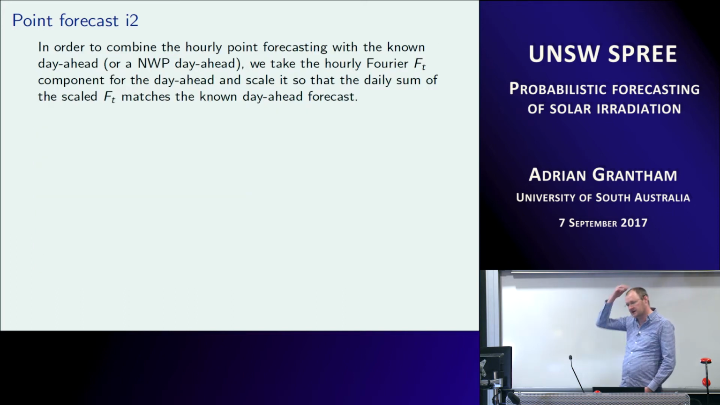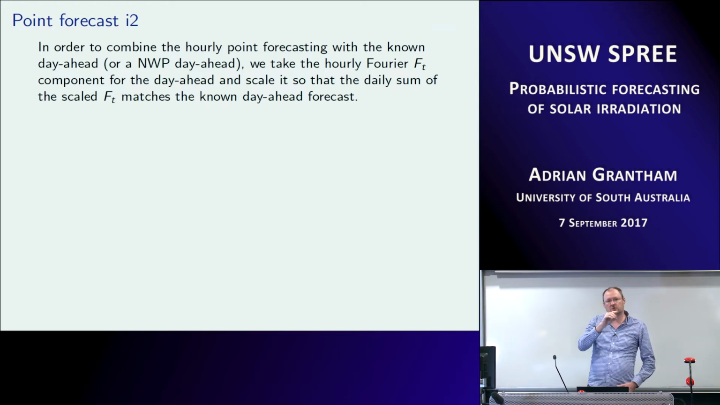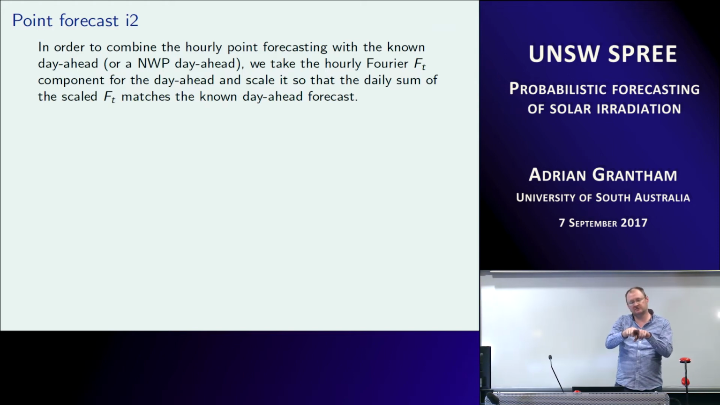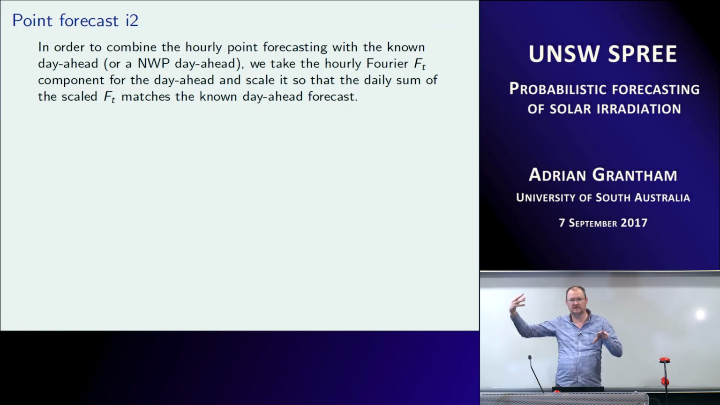So what we did is that I know that tomorrow is going to have this amount of solar resource. We, what I call, bend our Fourier component to match that daily. So what that kind of means is, I have a time series of 24 Fourier components for the day ahead. And we're going to incorporate a day ahead forecast.